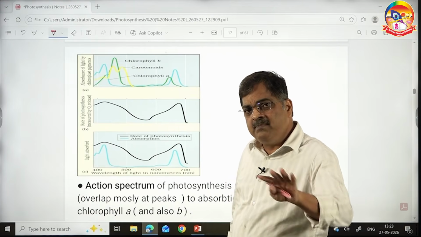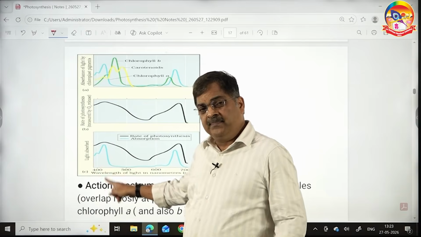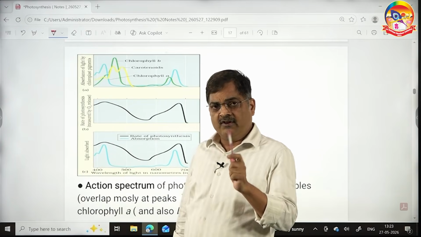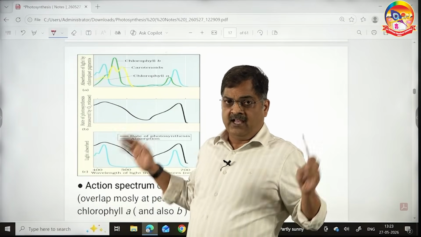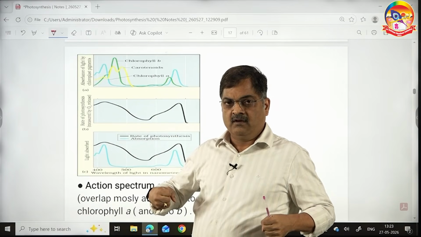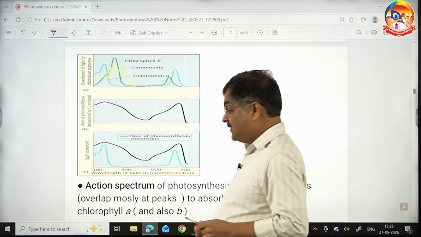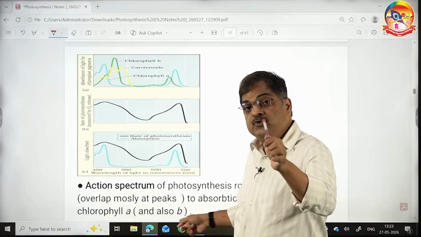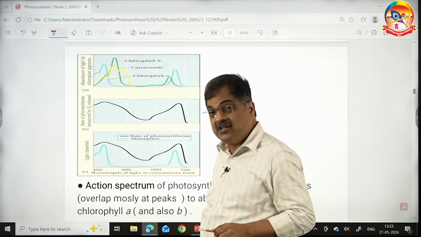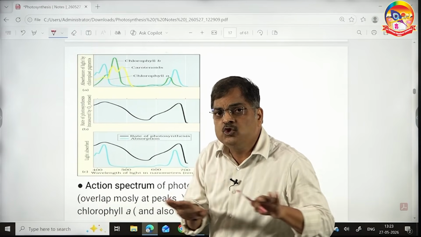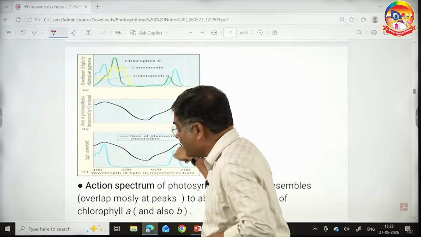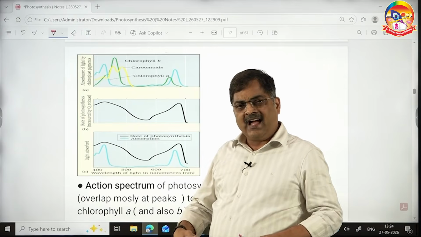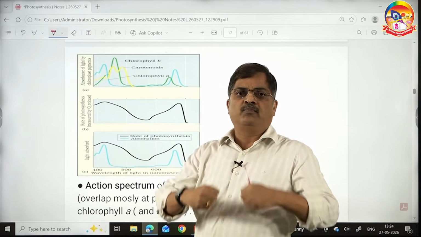Yes. What does it mean? It means that whichever wavelength of light chlorophyll A absorbs in large quantities, at the same wavelength, rate of photosynthesis is also more. It means that chlorophyll A is the chief, is the headmaster. Yes or no? Then, one more important point. Absorption spectrum of chlorophyll A and action spectrum are not exact one-to-one overlap. No doubt they are overlapping at peaks, but it is not exact one-to-one overlap. What does it mean? It tells that other pigments also have a role to play.